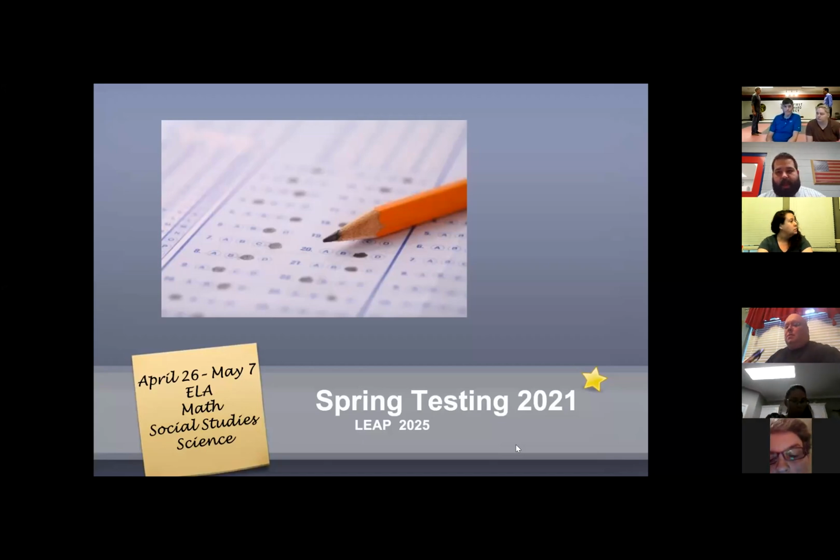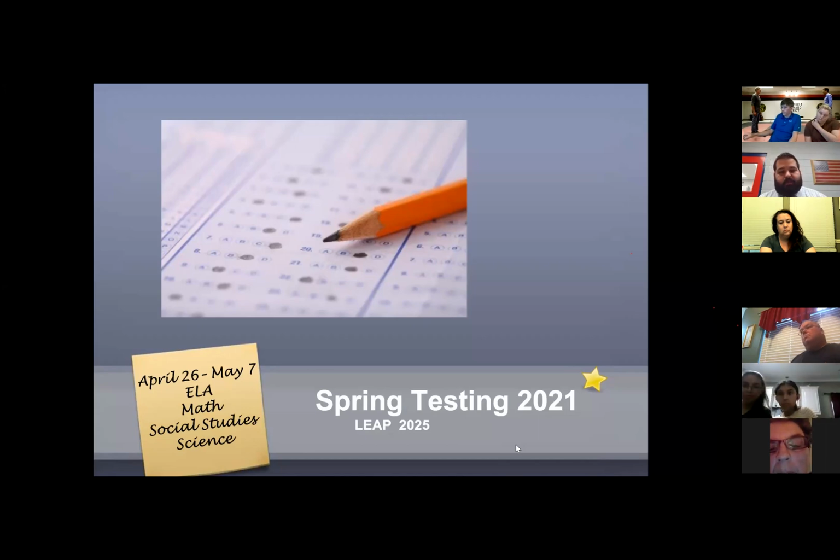When we take a look at the LEAP testing that's coming up, we've got a lot of information that we want to share with you, and we want to make sure that everybody has an understanding of what their children are going to be going through when we begin that process. So Ms. Krill, our assistant principal and our testing coordinator, is going to go through a lot of the information with us. I'm going to chime in as well, and we're also going to provide some helpful information on how you as parents can support your children when we begin that process.